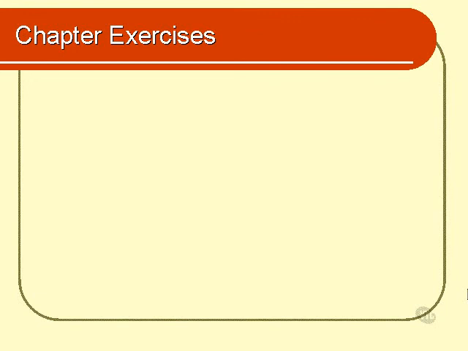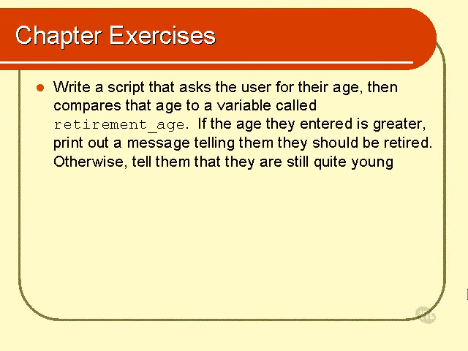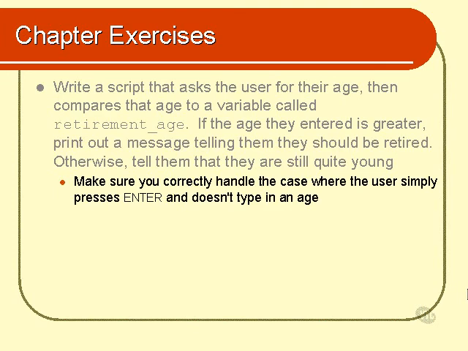Here are the exercises for chapter 5. Firstly, we'll write a simple script that asks the user for their age, and then we'll compare that age to a variable called retirement age, which should already be set somewhere in the shell script. Now, if the age that they entered is greater, then print out a message simply telling them that they should be retired or something. Otherwise, tell them that they are still quite young. Of course, we have to correctly handle the case where the user simply presses enter and doesn't type in any age at all.